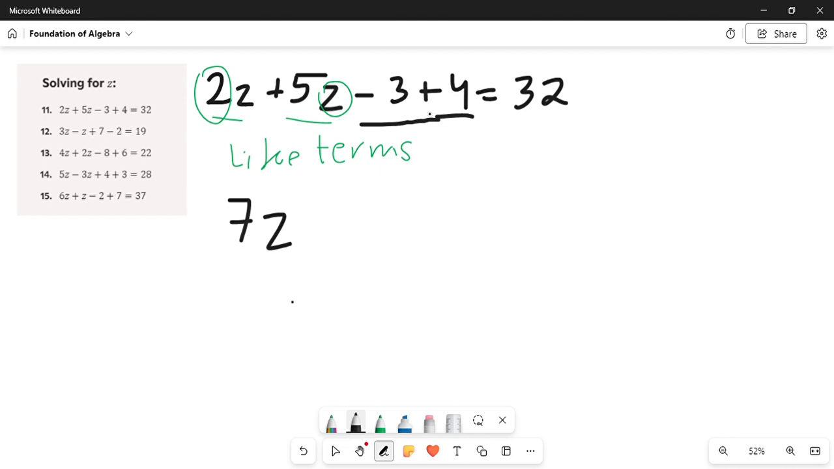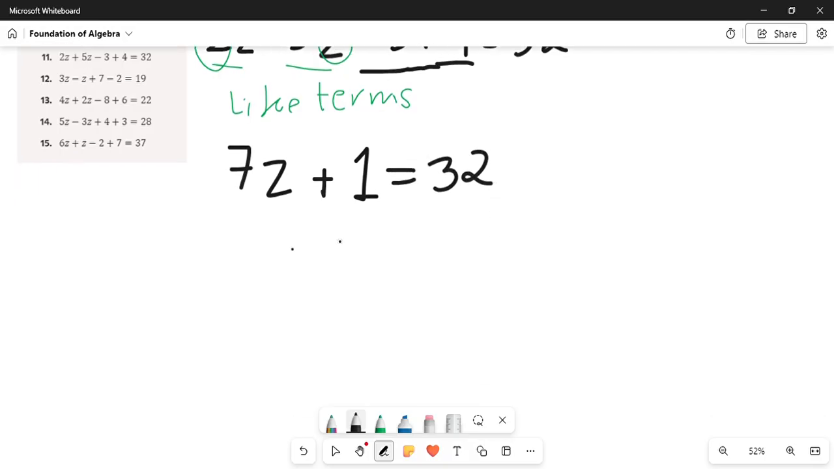And here you can simply put this in the calculator. If you don't know how to solve this, you can watch my last video. I explained in some detail in that video. So let's move to 7Z plus 1 equals 32. Now, we don't need this plus 1 over here, so we'll just transfer it to the other side, and the sign will become negative.